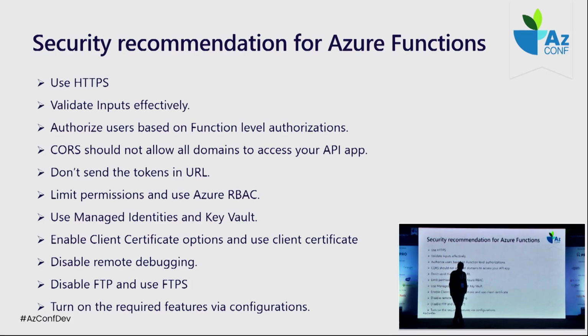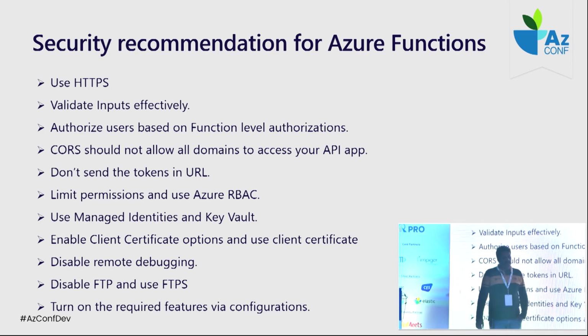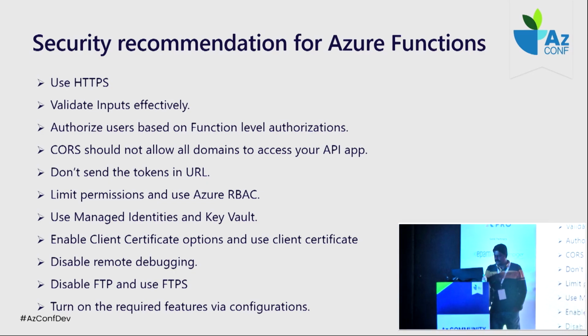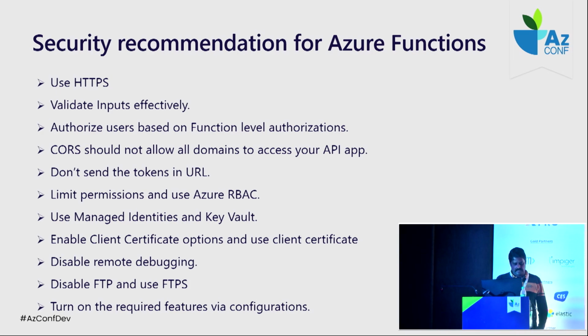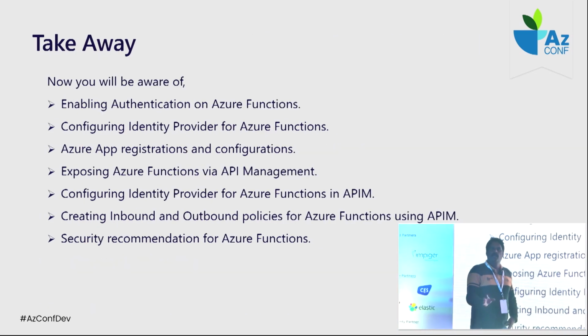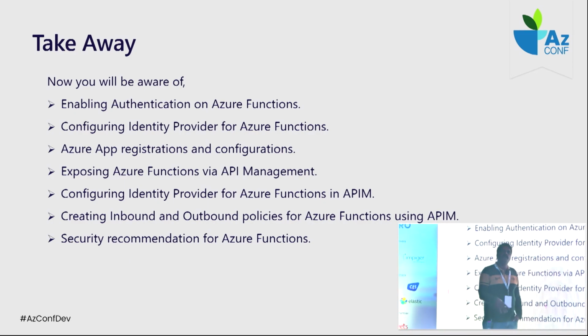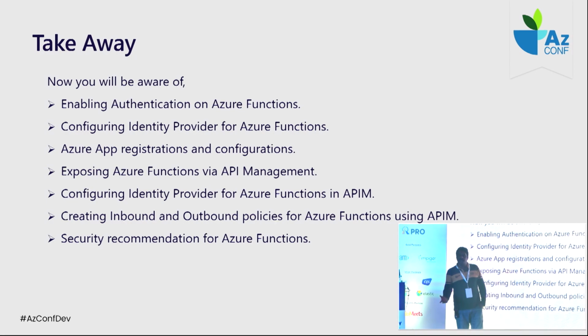Use Azure role-based access control to give permissions to any resource or users that you want. Use managed identity instead of using client ID or secret or Key Vault. Use client certificates, that's another best option as well. And those are the other things we have seen, like disabling remote debugging and disabling FTP use. Always use FTPS. Based on this, at least you will understand the different options that you can enable to secure your Azure functions, and you can use some of the options available in Azure API Management as well.